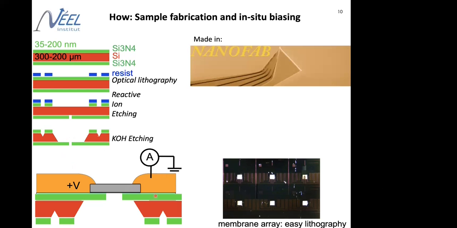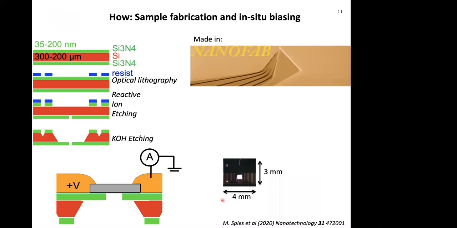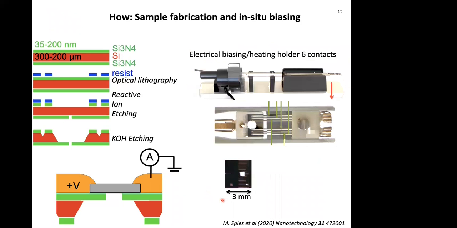Because we make the membranes on a wafer scale, we can do this lithography on an array of membranes still attached, which just facilitates the processing. Once we're happy, we can cleave out one chip, and this chip is then inserted into our TEM in-situ holder that you see here.